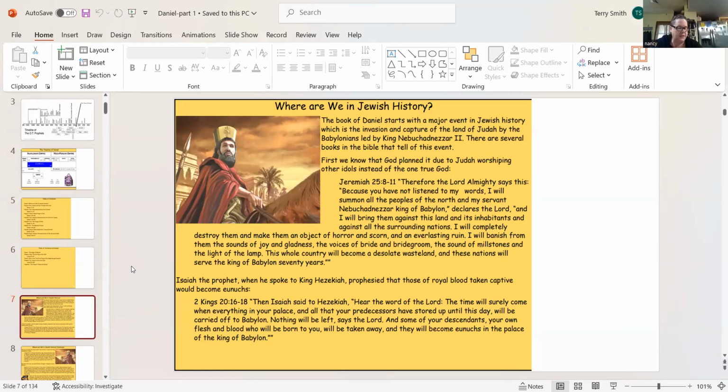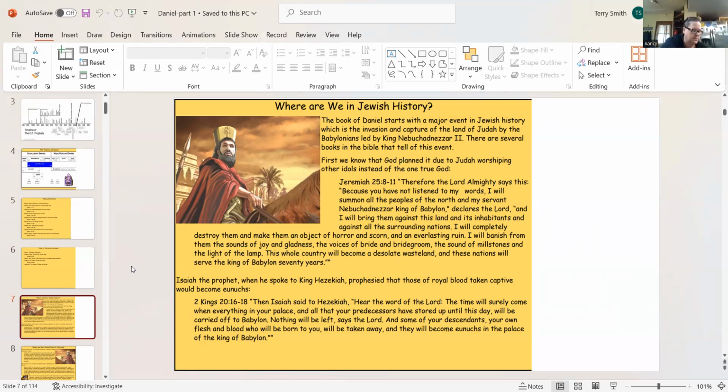Jeremiah 25:8-11. Therefore, the Lord Almighty says this: because you have not listened to my words, I will summon all the peoples of the north and my servant Nebuchadnezzar, king of Babylon, declares the Lord, and I will bring them against this land and its inhabitants and against all the surrounding nations. I will completely destroy them and make them an object of horror and scorn and an everlasting ruin. I will banish from them the sounds of joy and gladness, the voices of bride and bridegroom, the sound of millstones and the light of the lamp. This whole country will become a desolate wasteland, and these nations will serve the king of Babylon 70 years.